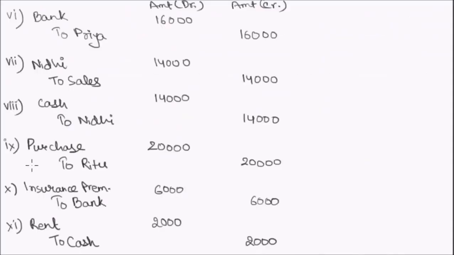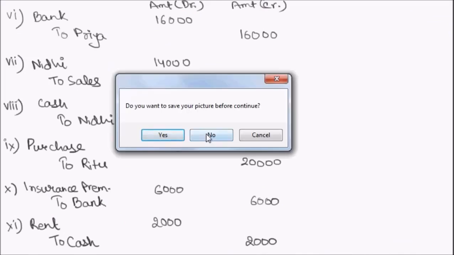So the next journal entry would be 12th one. It would be charity account to purchase account. The amount is 1,500 rupees.